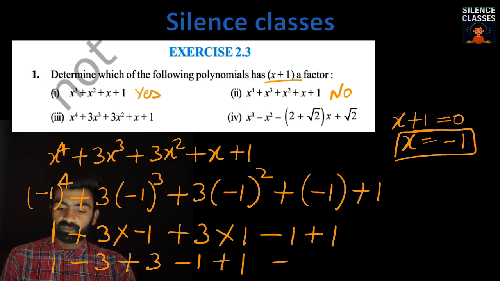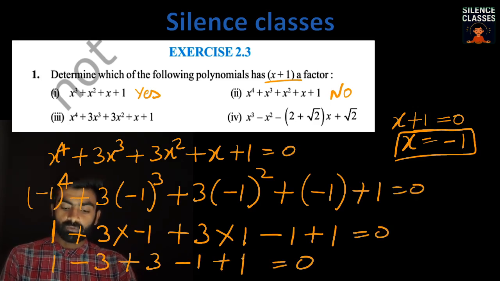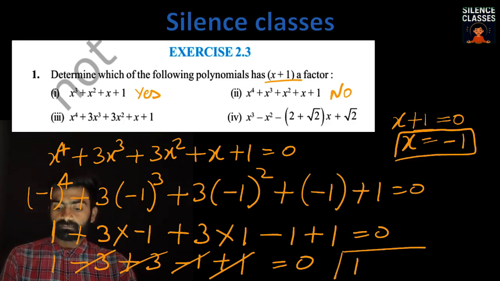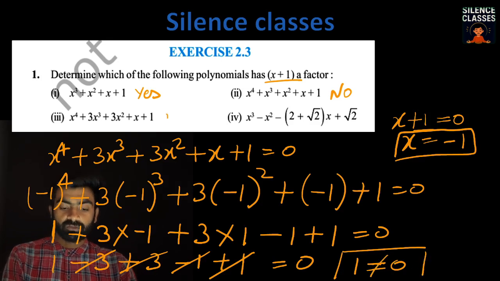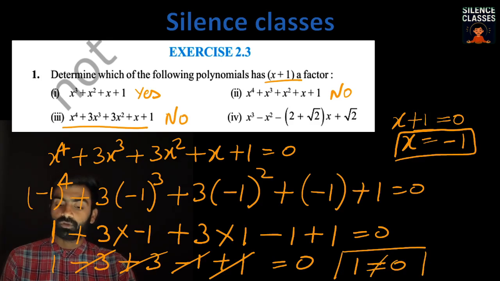Minus 1 plus 1 is equal to 0. So minus 3 plus 3 we can cut out, and we will get 1 is equal to 0. So it is not equal to 0, so we can say this x plus 1 is also not a factor of this particular given polynomial.